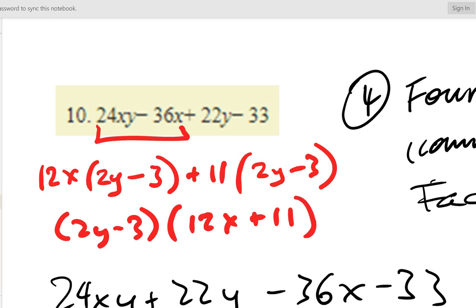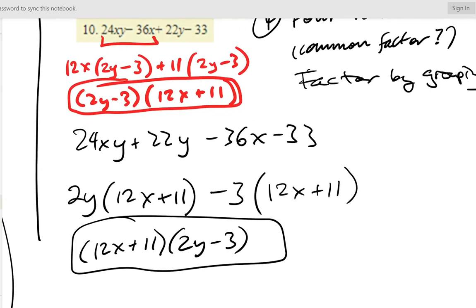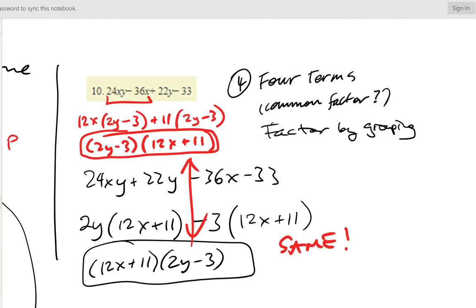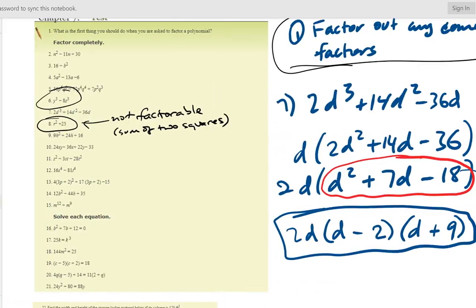I'm actually kind of glad that happened because it doesn't matter how you group them, you're going to get the same exact answer. So these are the same. All right, so if there's 4 terms, you factor by grouping. Now, I think that pretty much does it for that.